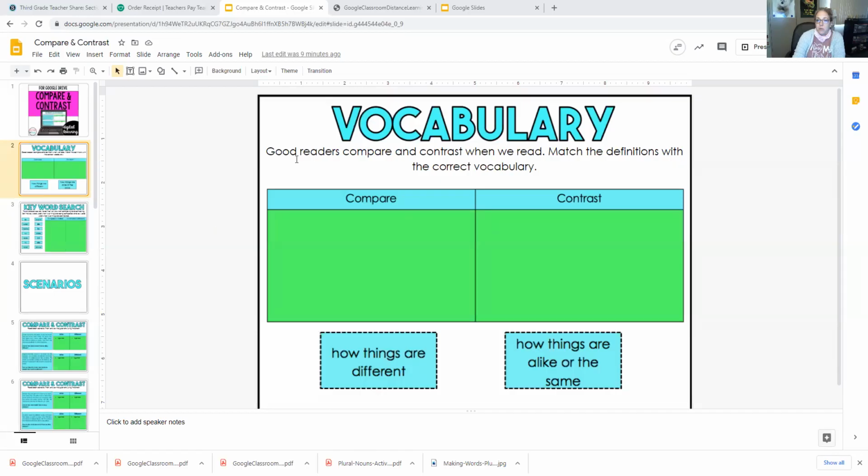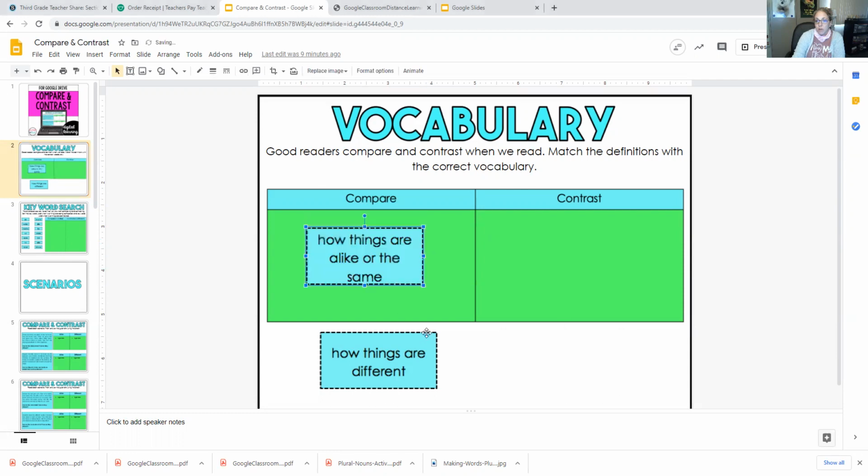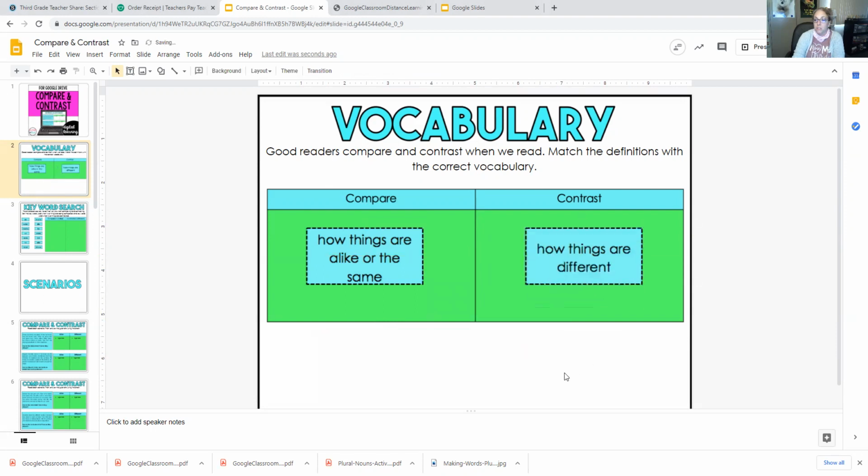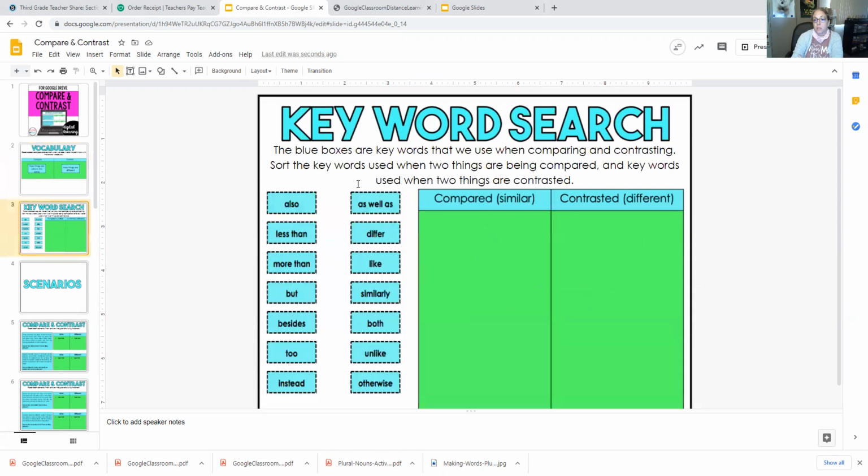Good readers compare and contrast when they read. When we compare, we talk about how things are alike or the same. And when we contrast, we talk about how they are different, right? And we are always looking for clue words when we compare and contrast. Some words tell us when things are similar, and some words tell us when things are different.